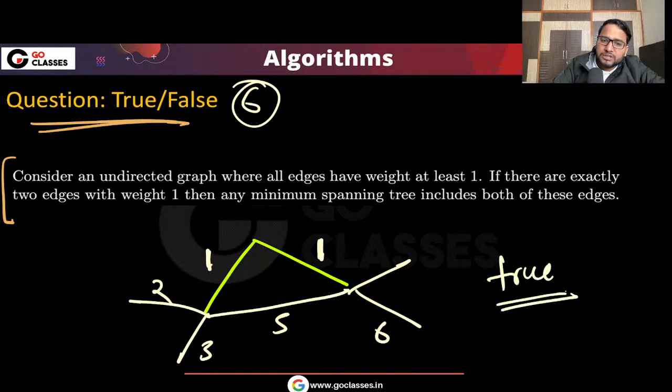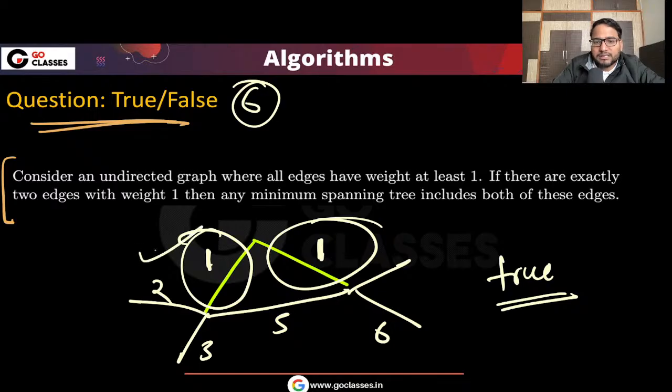How? Because Kruskal will choose this and will choose this. So there is no cycle using these 2. So you can say these 2 will be part of every MST.